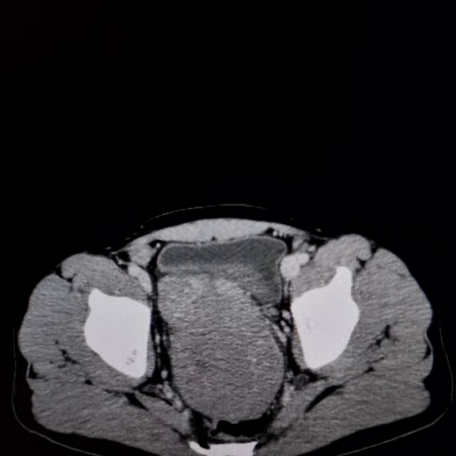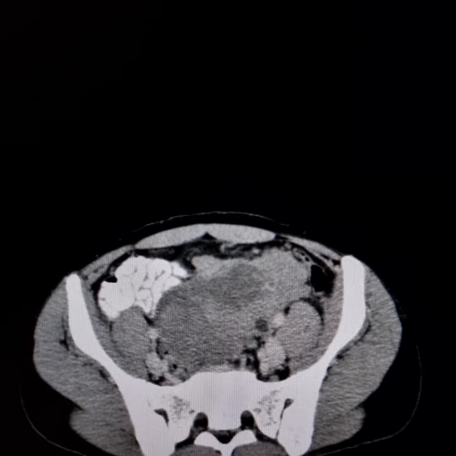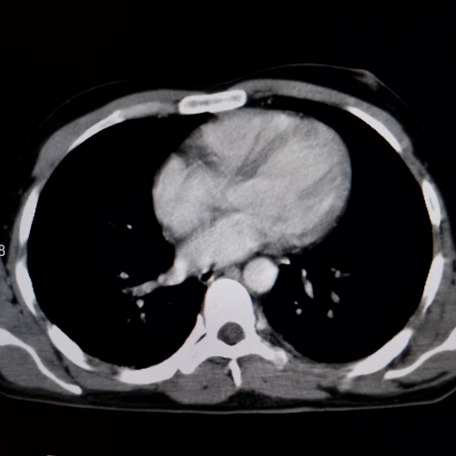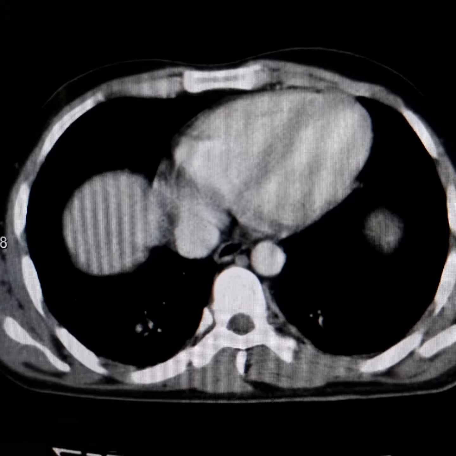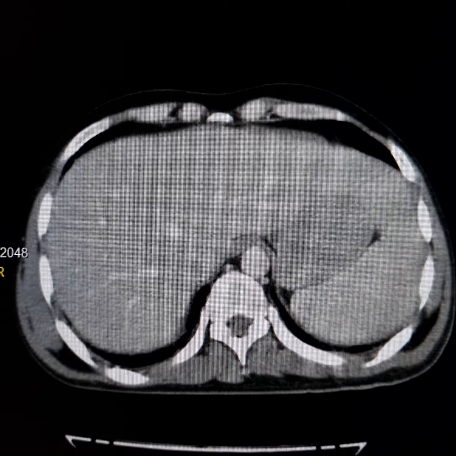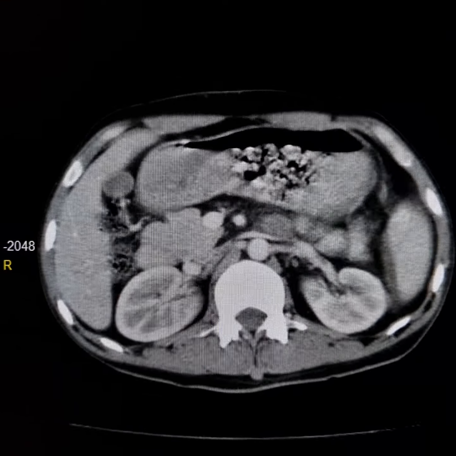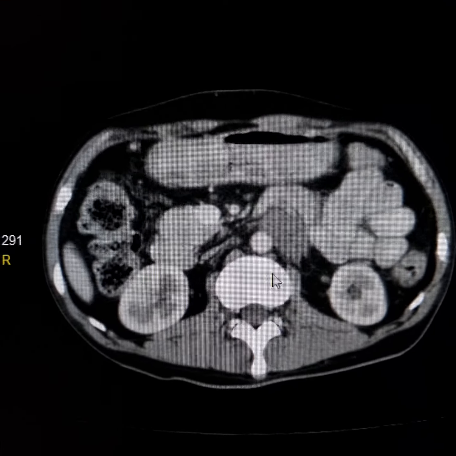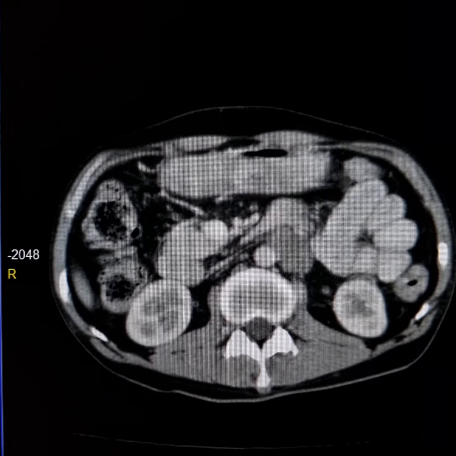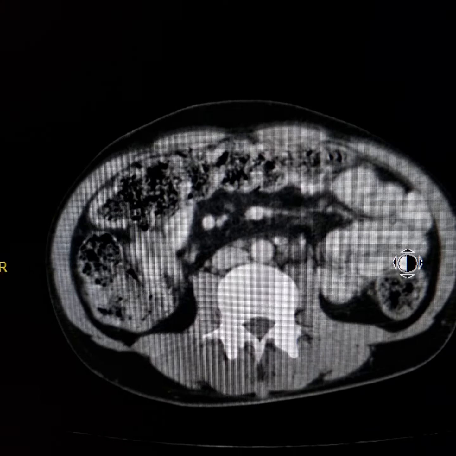Now I will show you his post chemo CT scan. This is the post chemo CT scan which was done about 4 months later. Now this is the lymphoid mass. Please observe marked regression in the size of the left paraaortic lymphoid mass, which was metastatic.